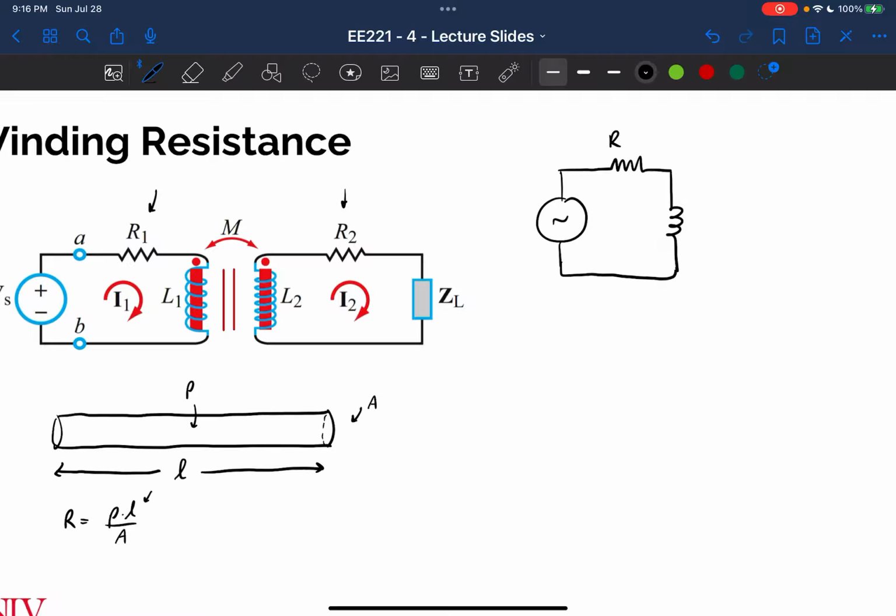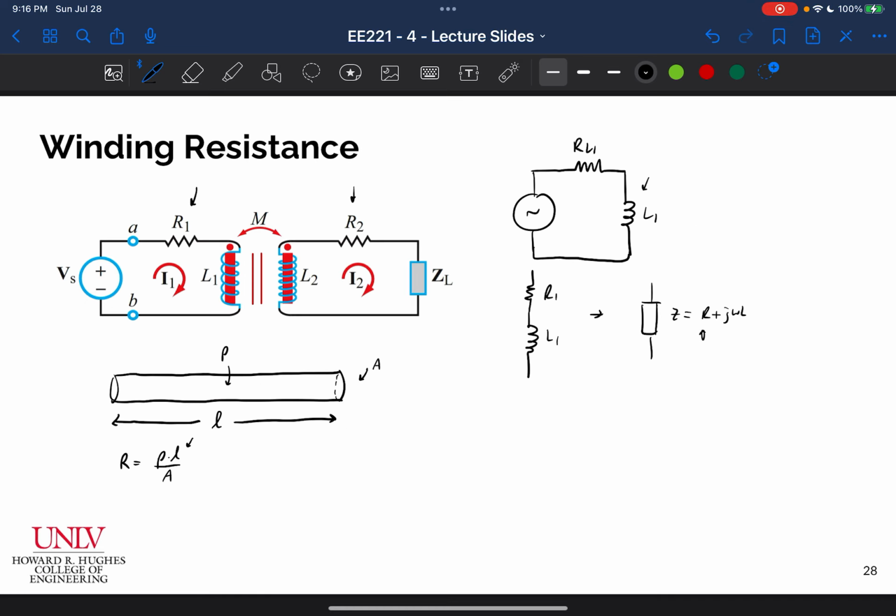If you would rather call this R winding or R of L1, that's totally fine. But just note that that is a real resistance that is modeled as a series resistance with this ideal inductor. Of course, by itself, L1 is an ideal inductor and has no resistance. But when we add a series resistance to it, this now could be represented as a single impedance, which would have an impedance R plus j omega L, and that incorporates that parasitic resistance in there. Okay, so that's an important concept.